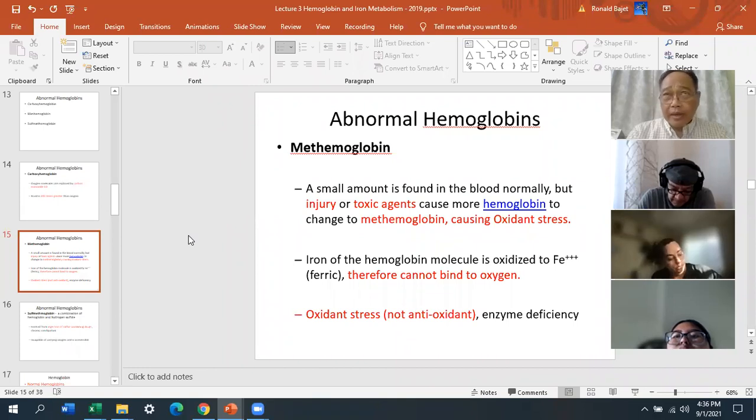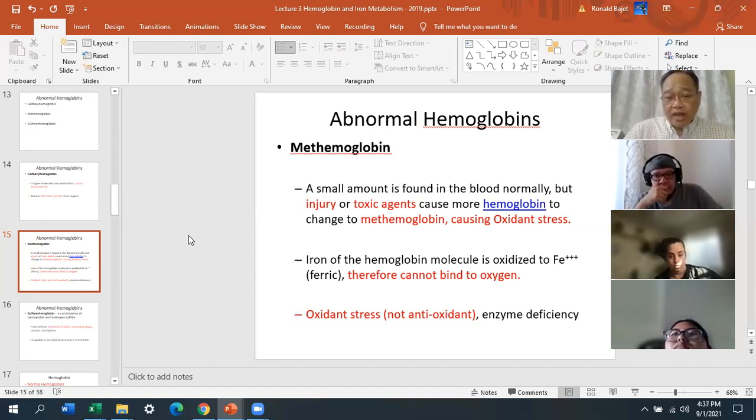Methemoglobin, we have methemoglobin in our blood right now, but not in significant amounts that are going to hurt you. However, whenever you're injured or exposed to toxic agents, you'll create an oxidant stress situation where your hemoglobin will be converted to methemoglobin, and it's going to cause oxidant stress. What happens when you're injured or exposed to these toxic agents is that the hemoglobin is oxidized. Remember, the ferrous iron contains oxygen, correct?